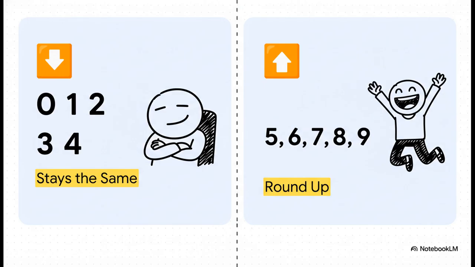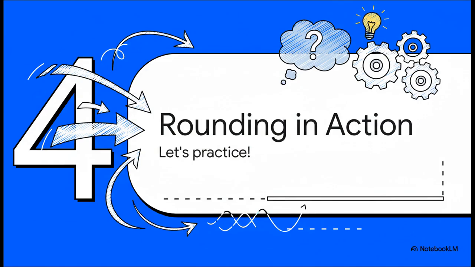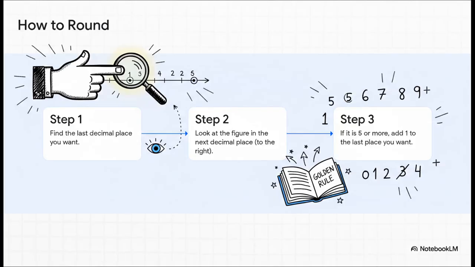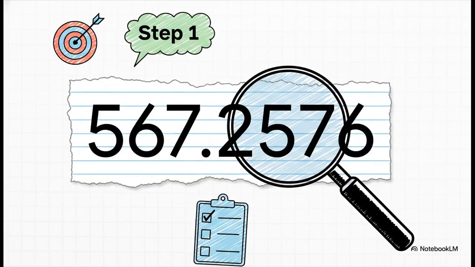Think of it like two teams. On the left, we've got the stays the same team, with numbers 0 through 4. And on the right, we have the round up team, with numbers 5 through 9. All you have to do is see which team the neighbor digit is on, and you'll know exactly what to do. Okay, enough talk. It's time to put our golden rule into action. We're going to take that crazy long number from the beginning and make it nice and simple. Let's do this. Here's our game plan. It's a simple, 3-step process every single time. Step 1, find the place value you need to round to. Step 2, look at its neighbor to the right. And Step 3, apply that golden rule. That's the whole thing.